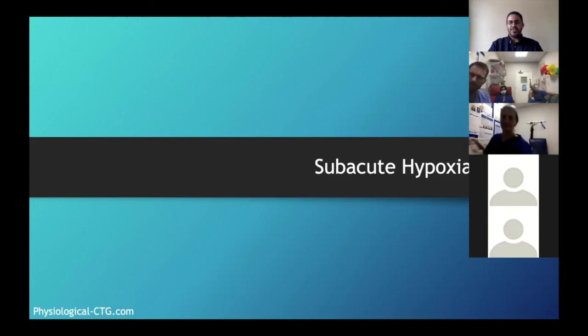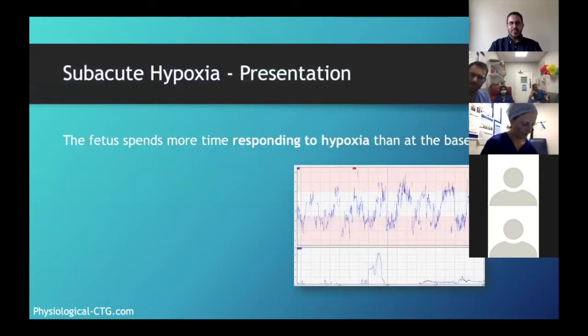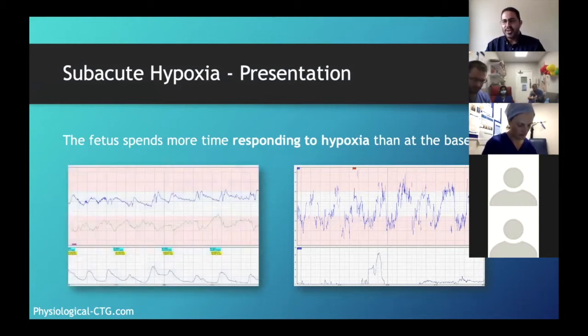Okay. Any questions about acute hypoxia before we move on? Okay. So, subacute hypoxia. Subacute hypoxia is the baby spending more time responding to hypoxia than at the baseline. For novices or for people who are using physiology for the first time, we say that the baby is spending more time doing decelerations. But as we become more experienced, we understand that it's not just about decelerations, because partial cord compressions can stop the oxygen going to the baby.